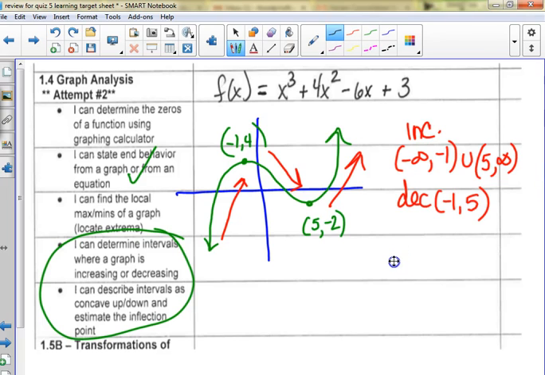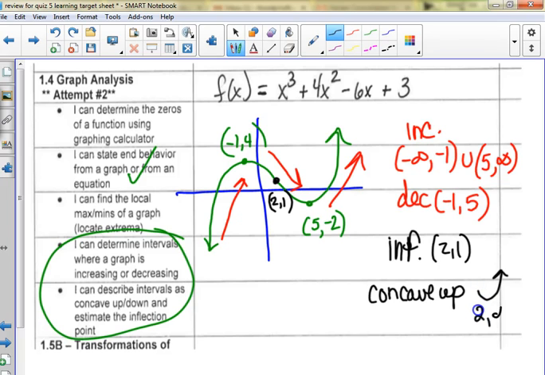Concavity. What do you need? Okay. Yes. We need an inflection point. It has to be somewhere between the max and min. I'm not going to be picky, okay? I'm going to pick that point to be 2, 1. What do you use about that to tell me concave up or down? Yes. Concave up this way, yes. 2 to infinity. Concave down is that side, so it's -infinity to 2.